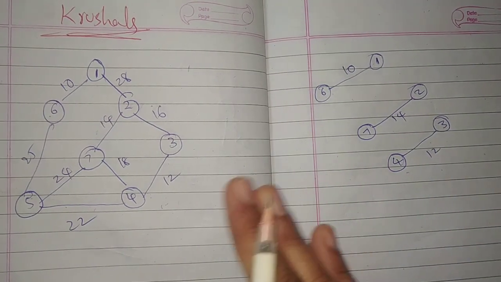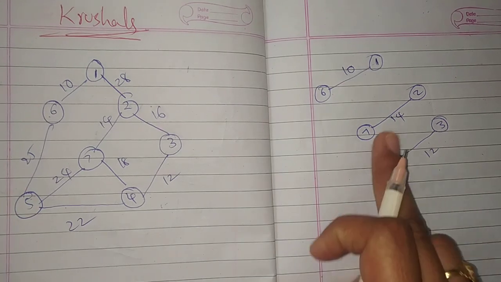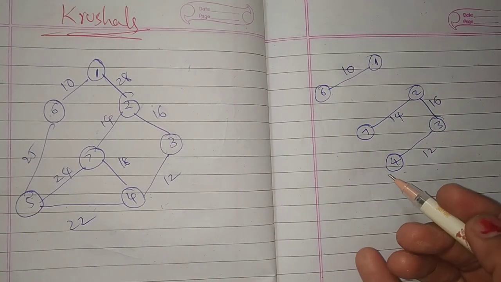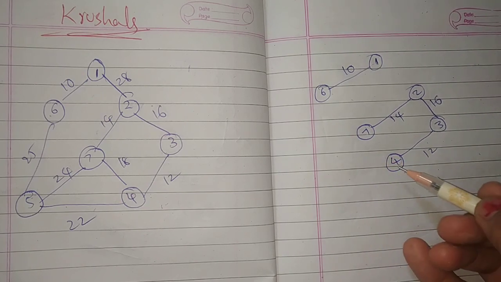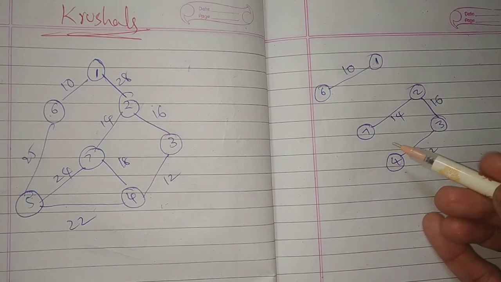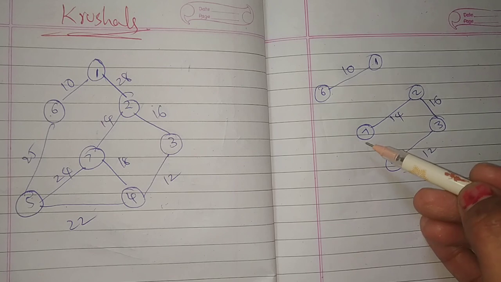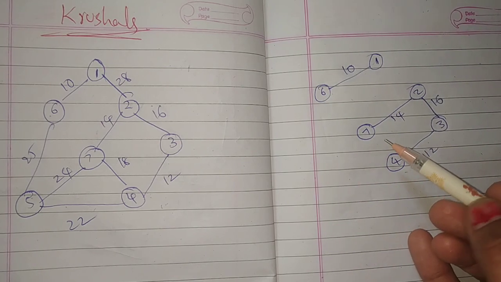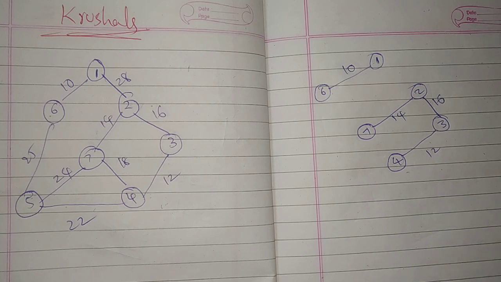And next, which is minimum, 2 to 3. 2 to 3, that is 16. And again, which is minimum, 7 to 4. Are you going to take 7 to 4? No. Why? Because it will form a cycle. That's why don't take that.